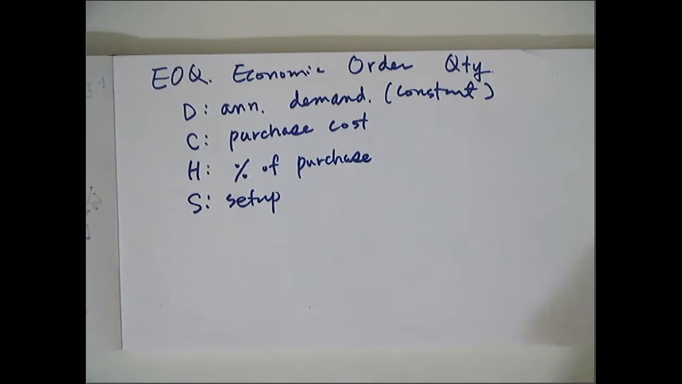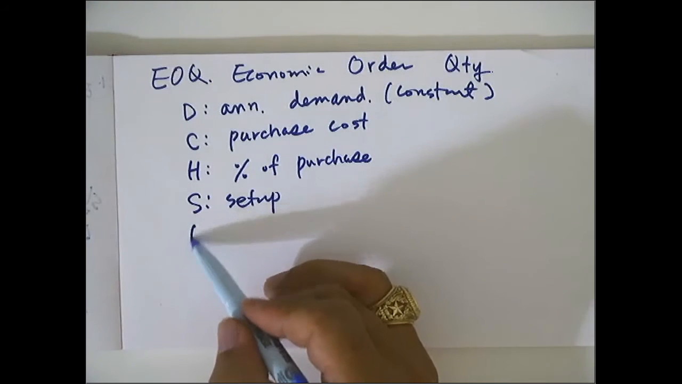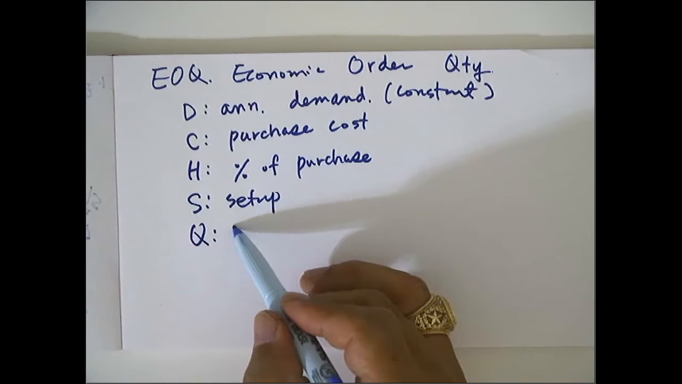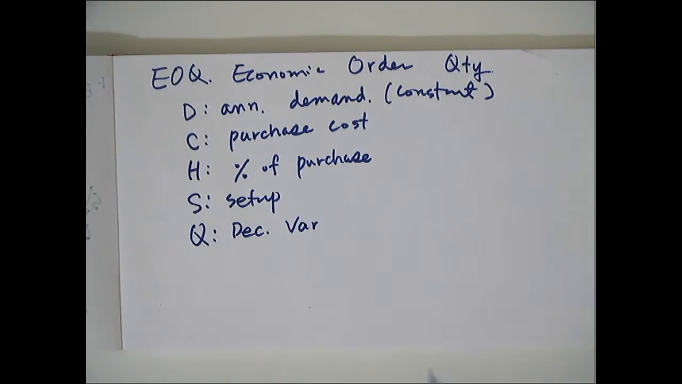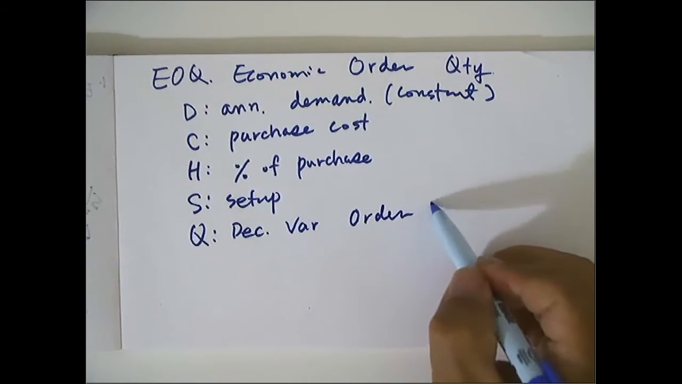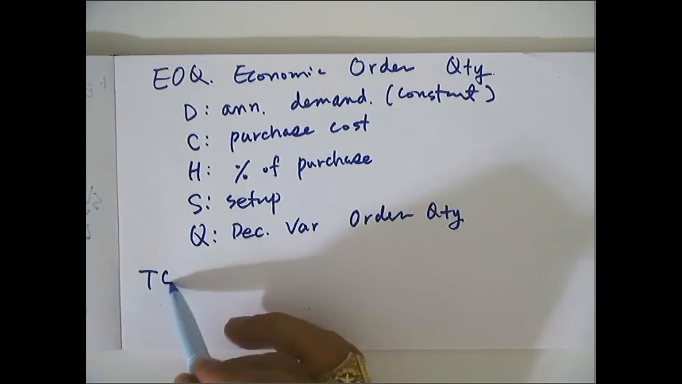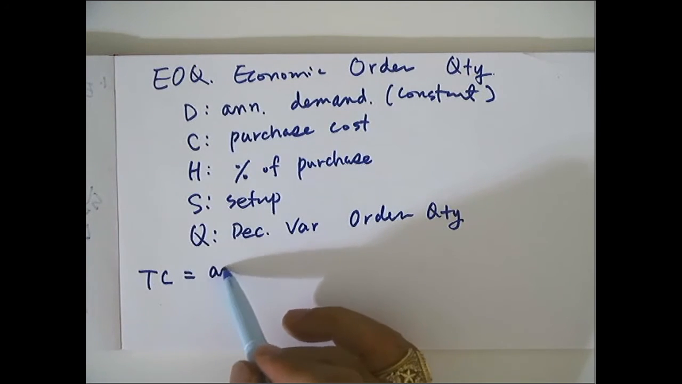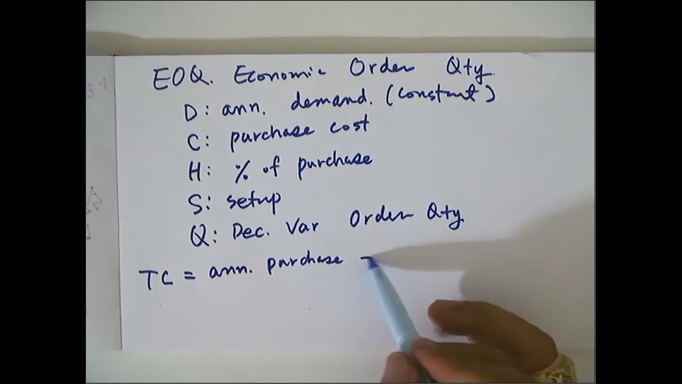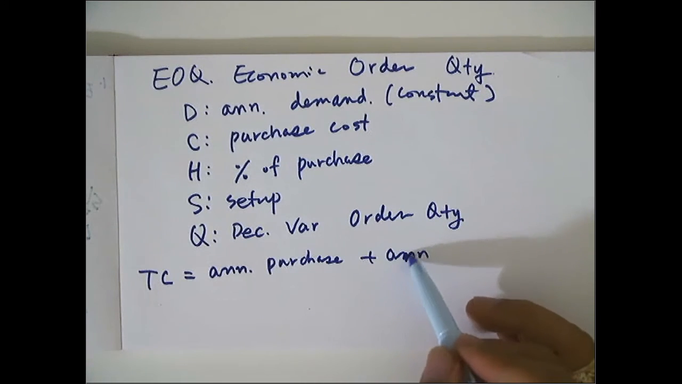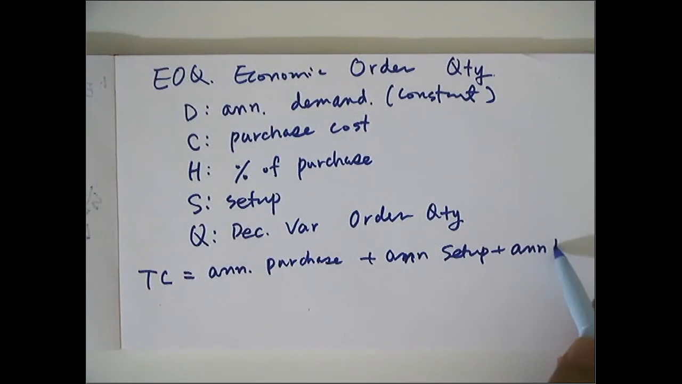All these numbers are given, and out of this we have to compute the quantity. This is our decision variable, which means we have to decide this order quantity Q. Out of this, we can compute the total annual cost. Total cost is equal to the annual purchase cost plus the annual setup cost plus the annual holding cost.